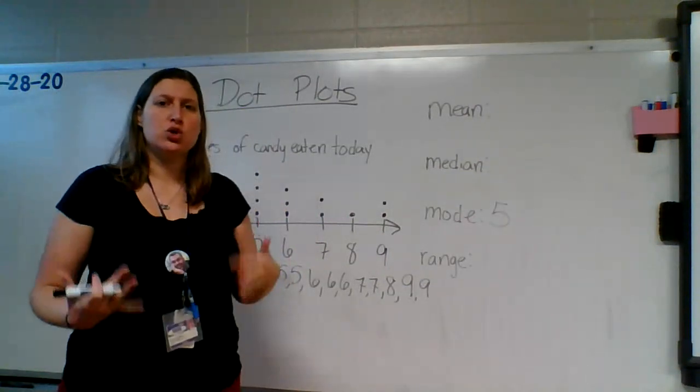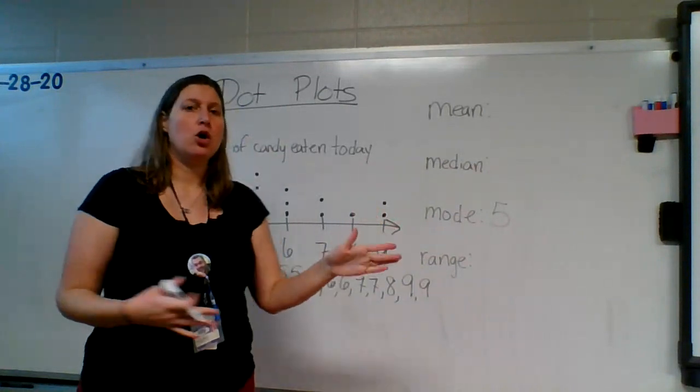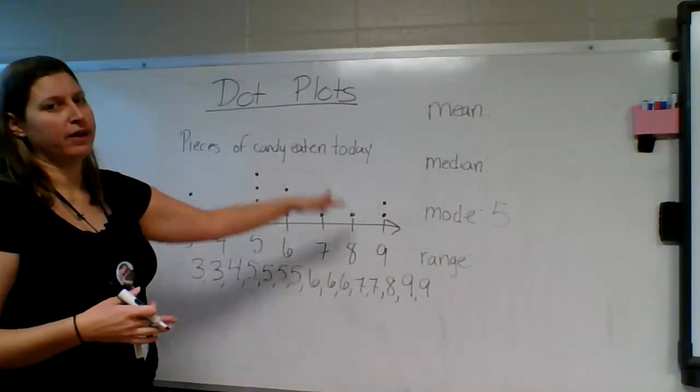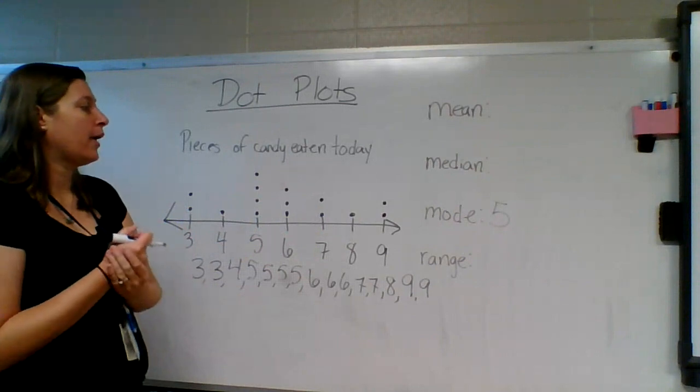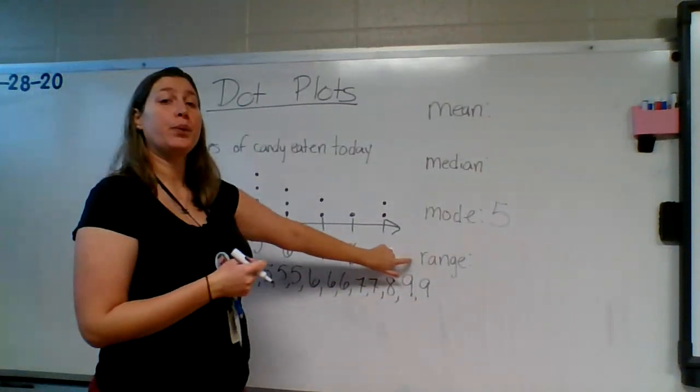Typically, we wouldn't do a dot plot if it was all the same amount of numbers, though. Typically, dot plots have a lot of variance. Okay, the next one that is super easy is my range.